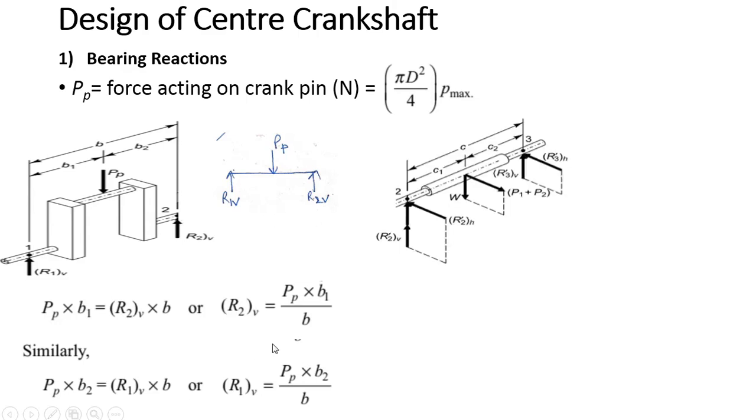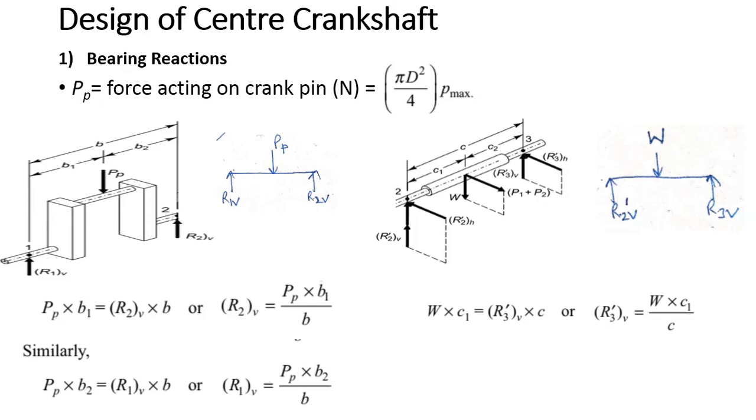Similarly, when I go to my second diagram, here we have two different parts. Firstly I will talk about this vertical part. Again the same procedure, this is considered as a simply supported beam. At the ends of a simply supported beam the moment is 0. So take the moment about this point, you will calculate R3V dash, and similarly take the moment about this point, you will get R2V dash. So these are all the vertical reactions, that means R2V, R1V, R3V dash, R2V dash.